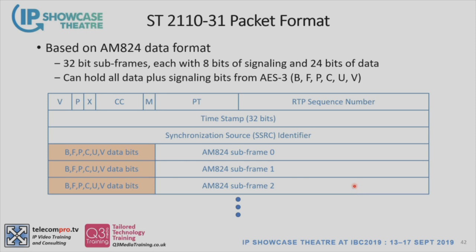Basically, very similar to what we've seen before. We have a RTP header here, and then immediately after that, we just have 32-bit subframes based on a MIME type of AM824, MIME subtype, I should say. That includes 24 bits of data plus 8 bits of overhead. So very, very simple format.